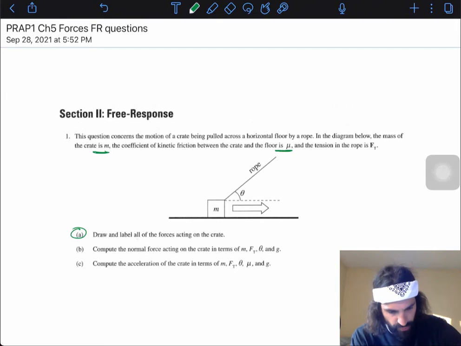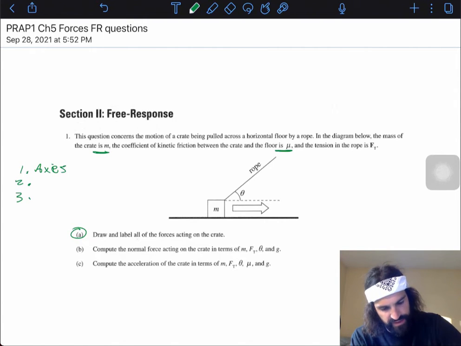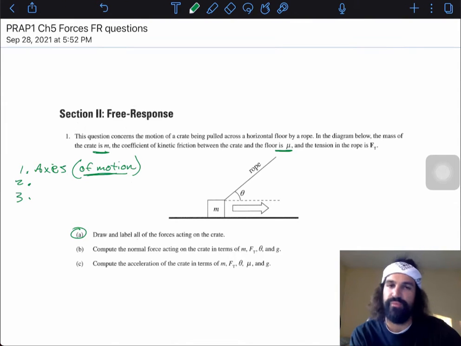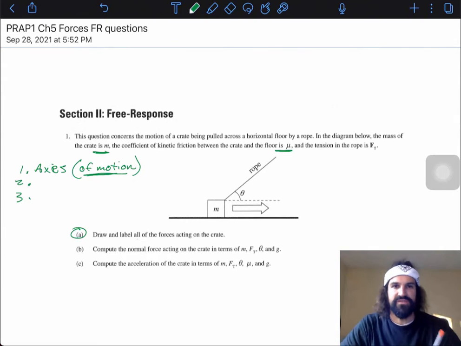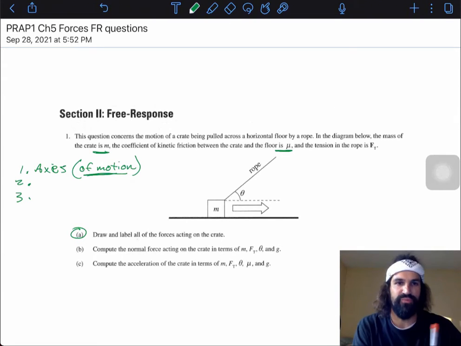So with all forces problems, your steps are pretty much the same. Number one is clearly define your axes. It could be the axes of motion, it could be perpendicular axes, but it's usually the axis of motion that we're most paying attention to. If it's moving horizontally, that's the axis of motion, and perpendicular would be the other way.